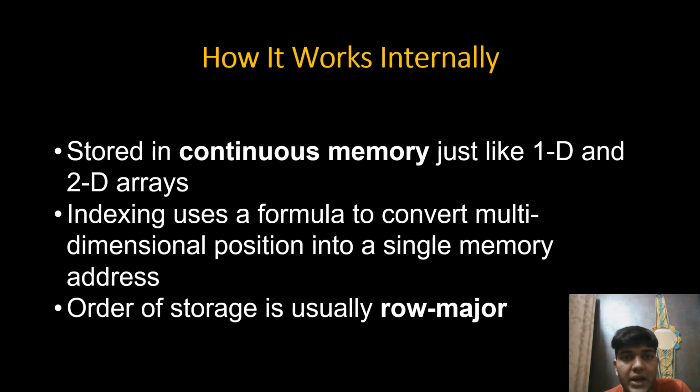Even though we visualize multidimensional arrays as cubes or grids, they are stored in memory just like 1D arrays and 2D arrays, in a continuous block. A special formula is used to convert multidimensional indexes into a single memory address. Most programming languages use row-major order, meaning the row index changes slowest and the last index changes fastest when stored in memory.